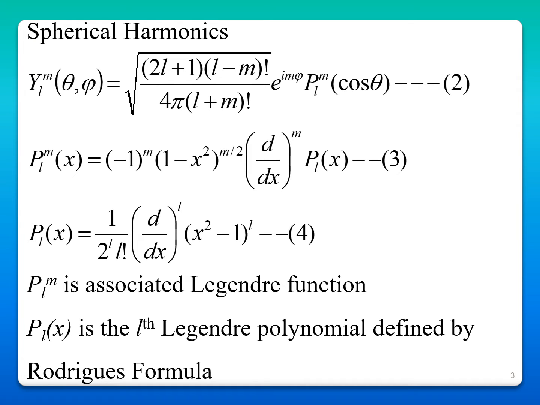So spherical harmonics Y_lm of theta and phi is equal to square root of (2l plus 1)(l minus m) factorial divided by 4 pi (l plus m) factorial, into e power i m phi, P_lm of cos theta. And P_lm of x is given by minus 1 whole power m, (1 minus x squared) power m by 2, d by dx whole power m of P_l of x. And P_l of x can be written as 1 by 2^l l factorial, d by dx power l of (x squared minus 1) power l. Here P_lm is the associated Legendre function, and P_l of x is the lth Legendre polynomial defined by the Rodrigues formula.